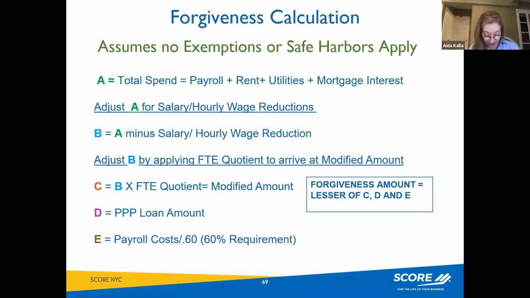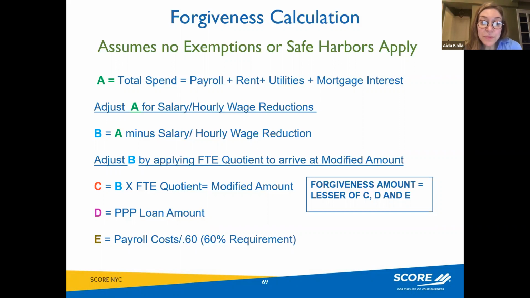Let's summarize what the forgiveness calculation is. A is your actual total spend: your payroll plus rent plus utilities plus mortgage interest. You're going to be adjusting that for any wage reductions. And again, the wage reduction is an adjustment only if it's more than 25% compared to the reference levels and you do not qualify for the safe harbor, which is that by December 31st, you have not restored those levels. So this is the worst case scenario.